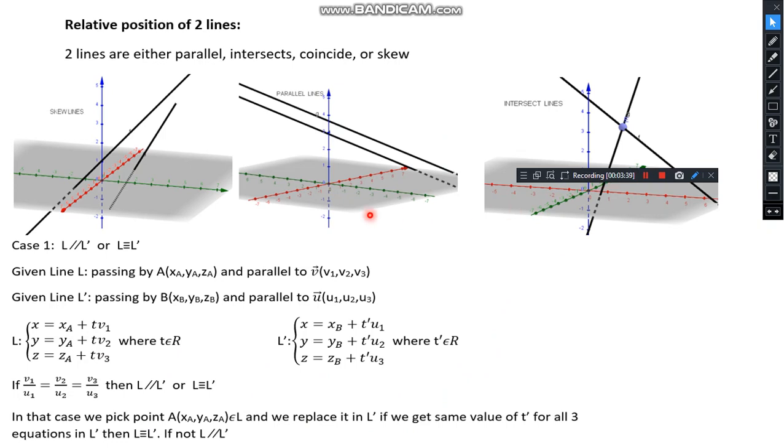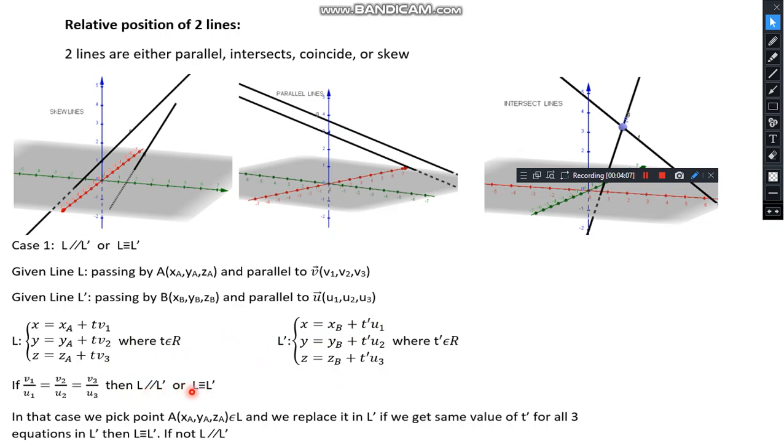Now, relative position of two lines: either the lines are parallel or coincide, or they intersect or are skew. Skew means they don't intersect. So what do you do? First of all, we're going to talk about parallel or coincide. If you have, for example, v1 over u1 equal v2 over u2 equal v3 over u3, it means they are parallel or coincide.